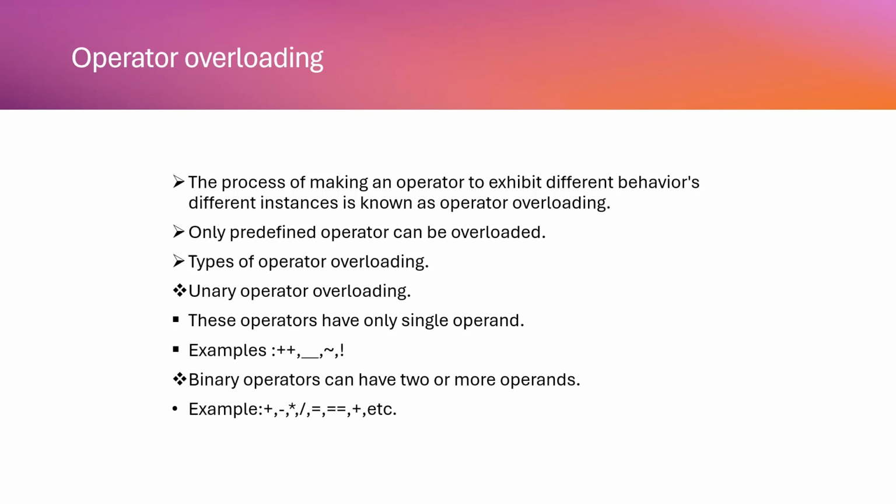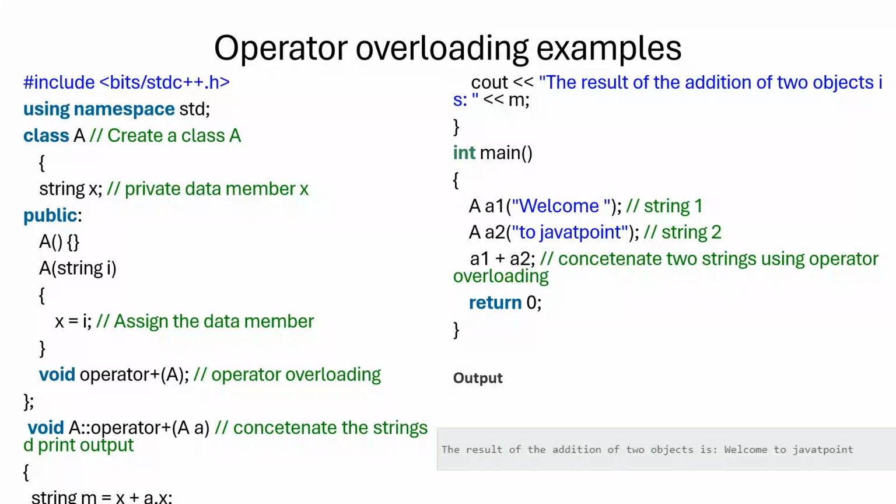Some simple types of overloading are unary operators. Unary operators have only a single operand, such as unary plus, unary minus, and unary complement. Binary operators have two or more operands. All the binary operations, addition, subtraction, multiplication, division, equal to, have two or more operands. Now we can see some examples.